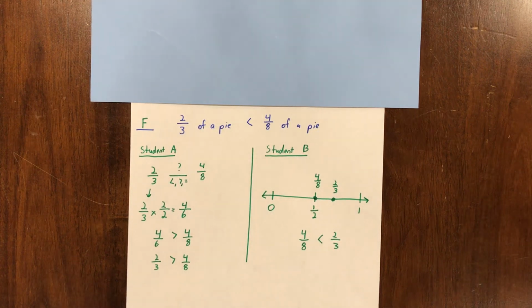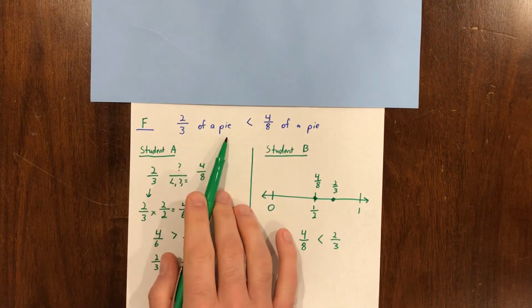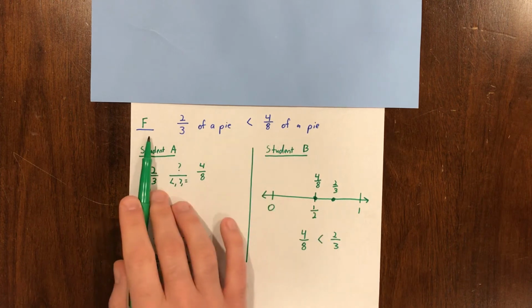Let's work with that. Try one more. I want to talk about how a couple of kids that I had last year solved this problem and get your take on which you think is right. So both students decided that this statement, 2/3 of a pie is less than 4/8 of a pie, was false.